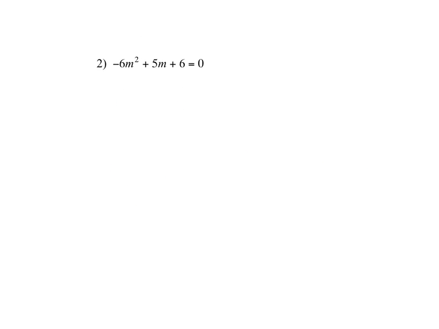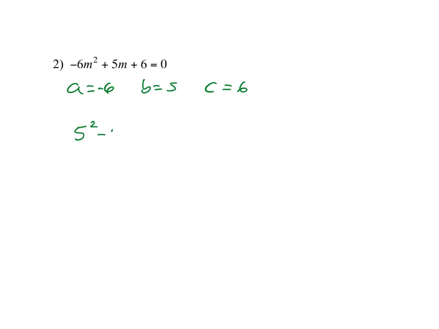Okay, so the next one, again, I'm going to first identify a. So a is negative 6, b is 5, c is 6. So 5 squared minus 4 times negative 6 times 6. So this is 25 plus, this is negative 6, right? So plus 144. So this is 169. And 169 is positive, so that means that I'm going to have two real solutions.